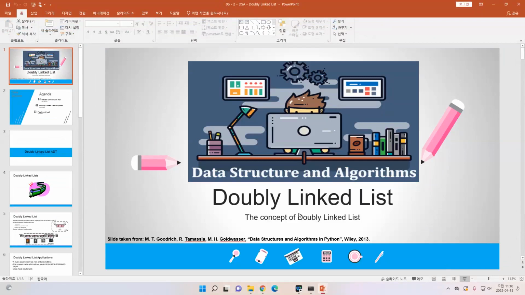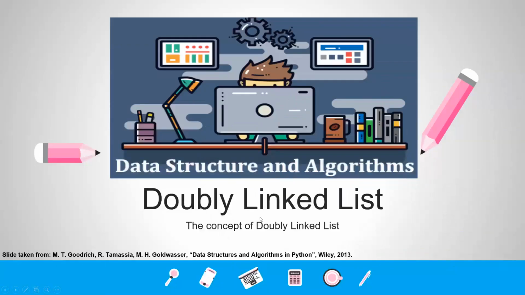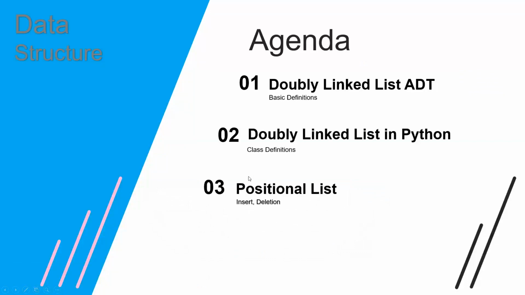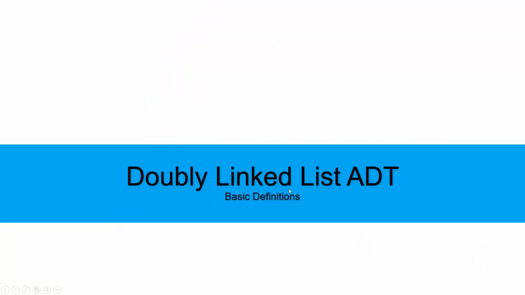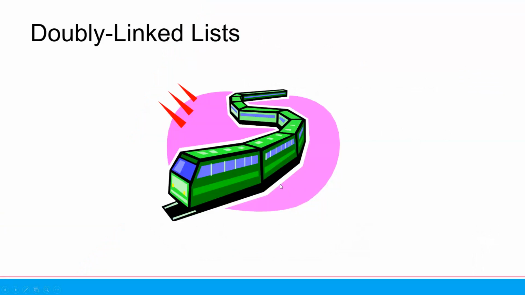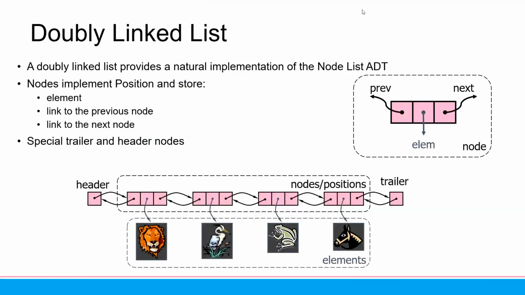The doubly linked list is similar to the singly linked list, but the only difference is that we have the link to the previous node. In the singly linked list, we just have the next node, but we don't have the connection to the previous node. So here, the doubly linked list provides a natural implementation of a node list.